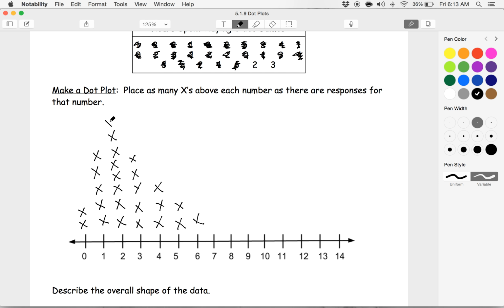6, 2, and then 3. Now, the other thing is we do need to put titles and labels on our dot plots. So this is how many hours boys play video games. And what these numbers down here represent, they represented the hours.